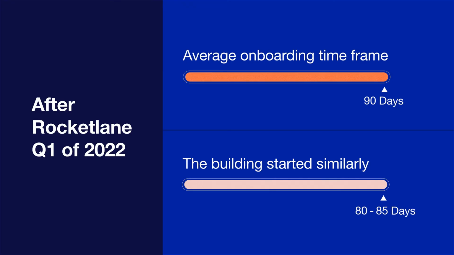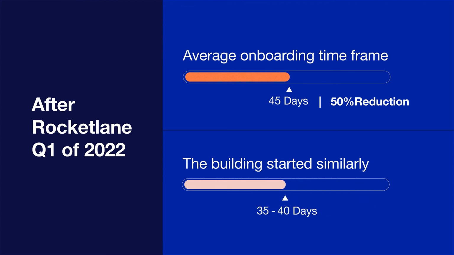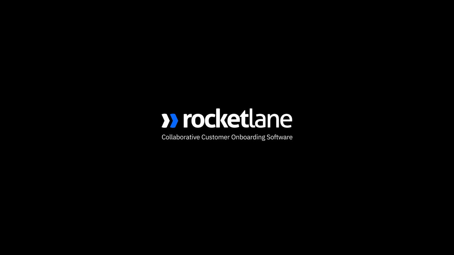Post the tool and post adoption, setting up the process and making a lot of version changes, setting it up as per our needs, currently we are standing at the end of Q1 of 2022. We are at an average onboarding time frame of 45 days, which is a 50% reduction from where we started, and an estimated billing start of around 35 to 40 days. So it's a huge difference which we have made, and I think Rocketlane has a big part to play in it.